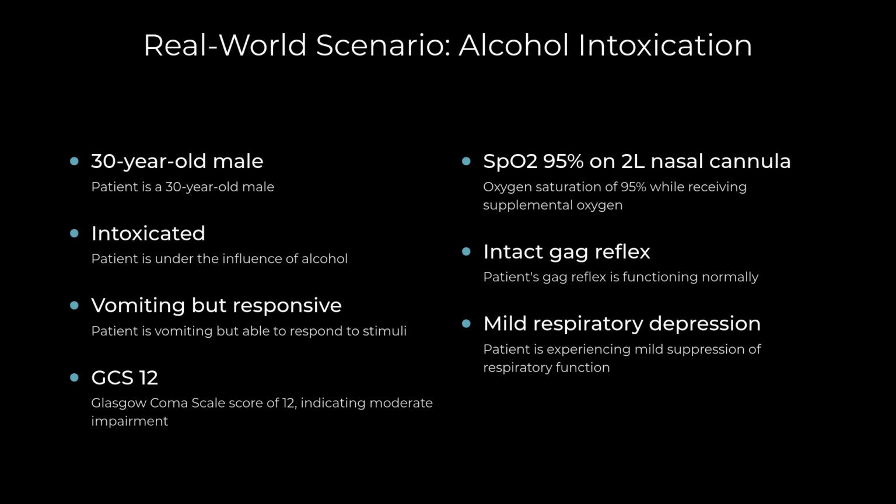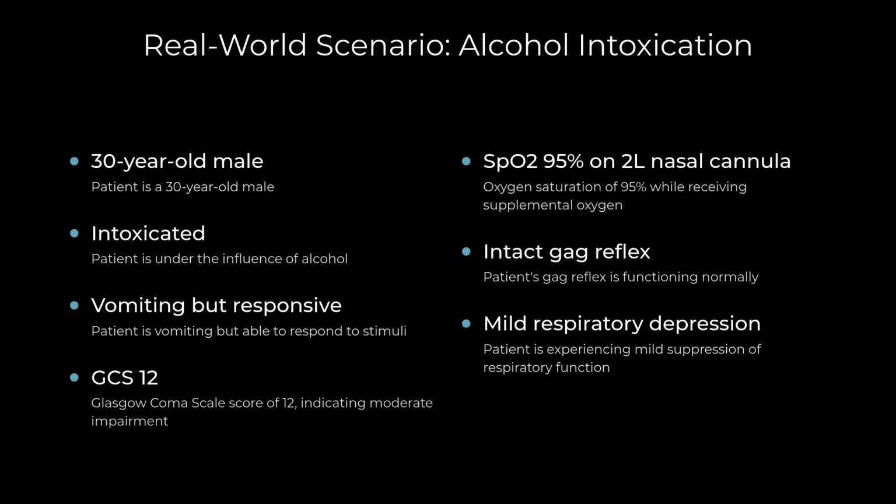Real-world scenario: alcohol intoxication. Now imagine a 30-year-old male brought in after heavy drinking, responsive with a Glasgow Coma Scale of 12. His SpO2 is 95% on 2 liters nasal cannula, and he has an intact gag reflex despite mild respiratory depression from alcohol. He's at risk for aspiration but can still protect his airway somewhat.